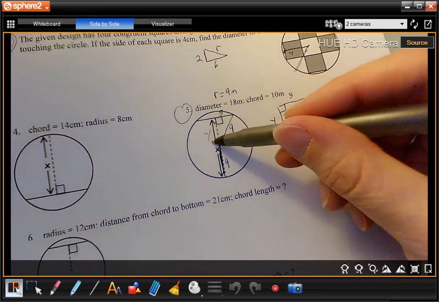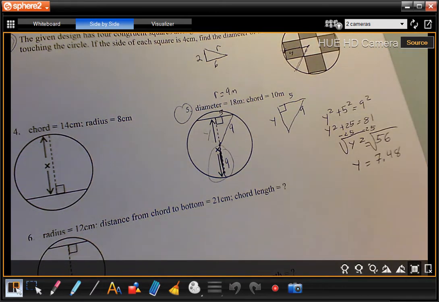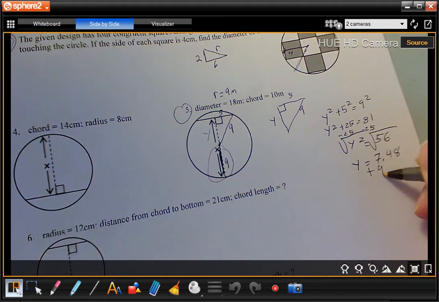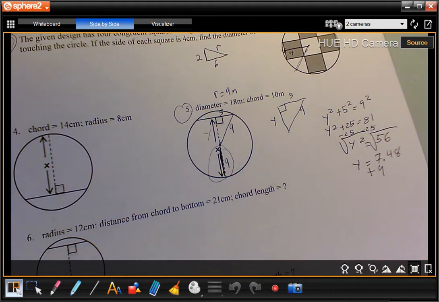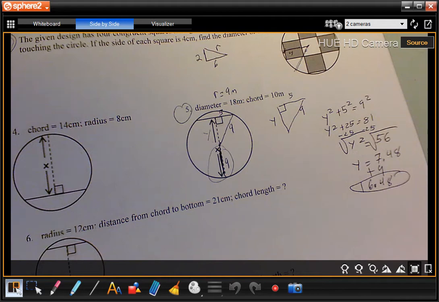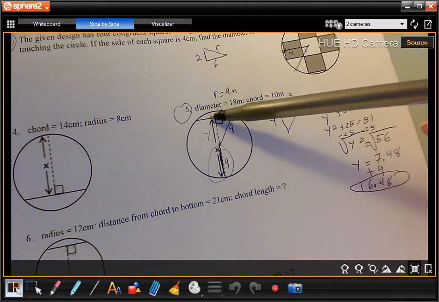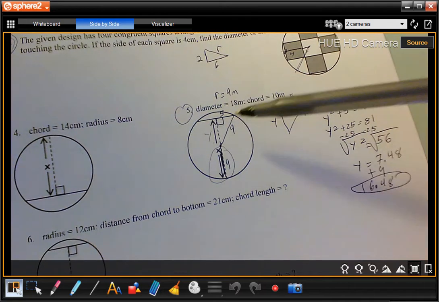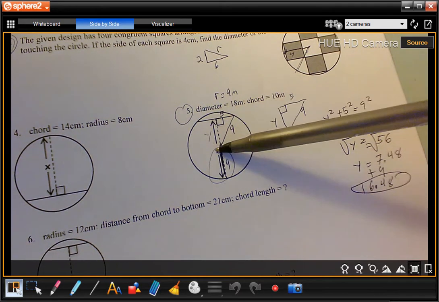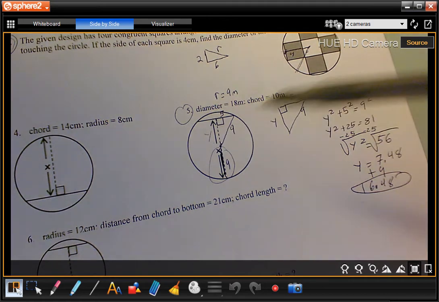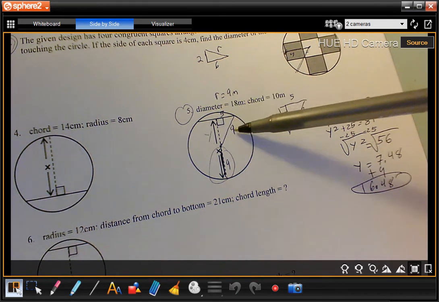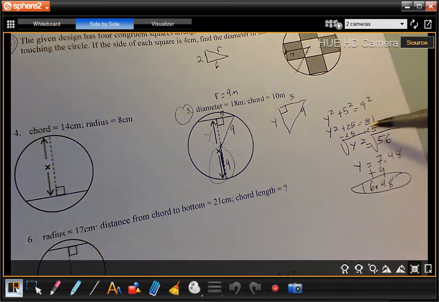But that is not what x is. x means I have to add this 9, the radius, at the bottom. So I'm going to add 9 more. And I'm going to get 16.48 is my answer. Okay. Since the radius is 9, again, we did this by cutting this in half. This is 9 right here. This is y. Okay. And we go y squared plus 5 squared equals 9 squared. 25 and 81, subtract, square root, and then we add 9 to that part at the bottom.